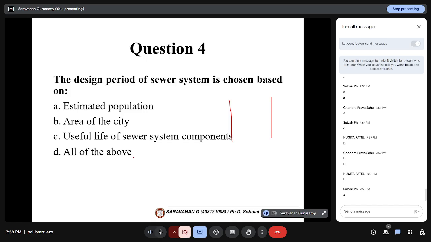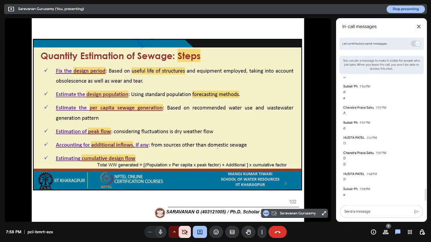Design period of a sewer. We have a table, right? For a pump 15 years, for a land 30 years, for a disposal facility 30 years, for a sewer line again 50 years. So these are all components. So useful life of a sewer system component is based on this.